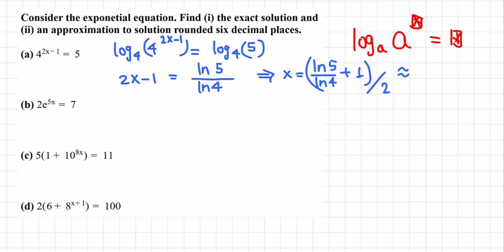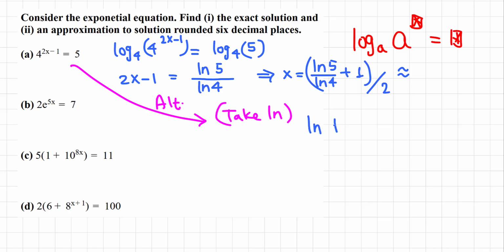Alternatively, since we have to go for natural log anyway, we can do the following. Let's use the alternative way. Take ln of both sides at the very beginning. Always take ln when we have an exponential equation. If we do this, then we get ln of 4 raised to 2x minus 1 equals ln of 5.